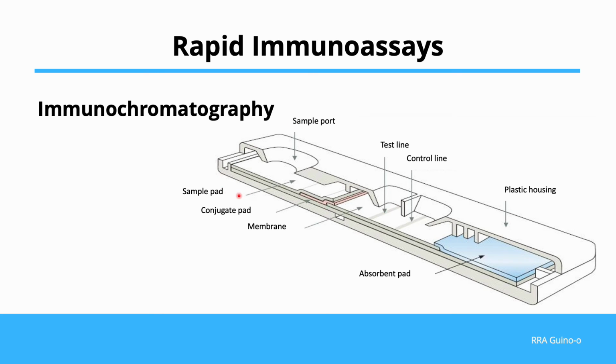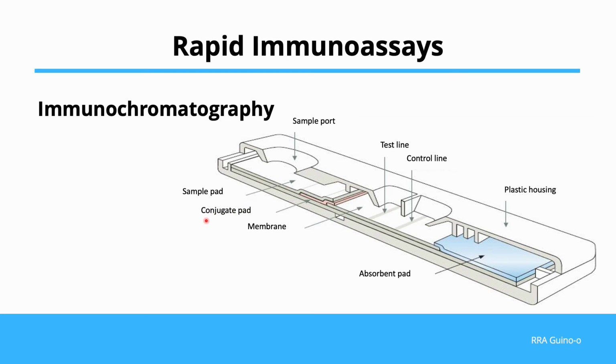First, we have our sample port and sample pad. This is the area in which we drop the patient sample. The entire kit is composed of a membrane with an absorbent pad at the end. The absorbent pad creates a capillary flow from the sample pad all the way up to the end and is responsible for absorbing excess liquid.